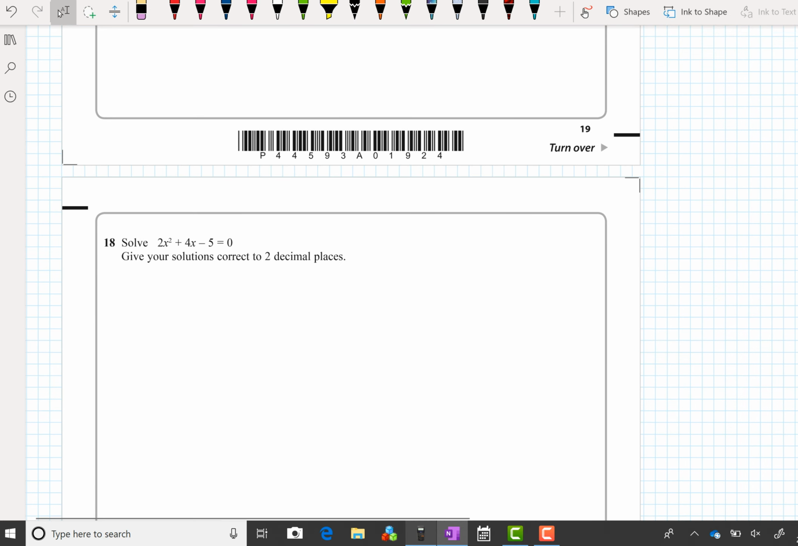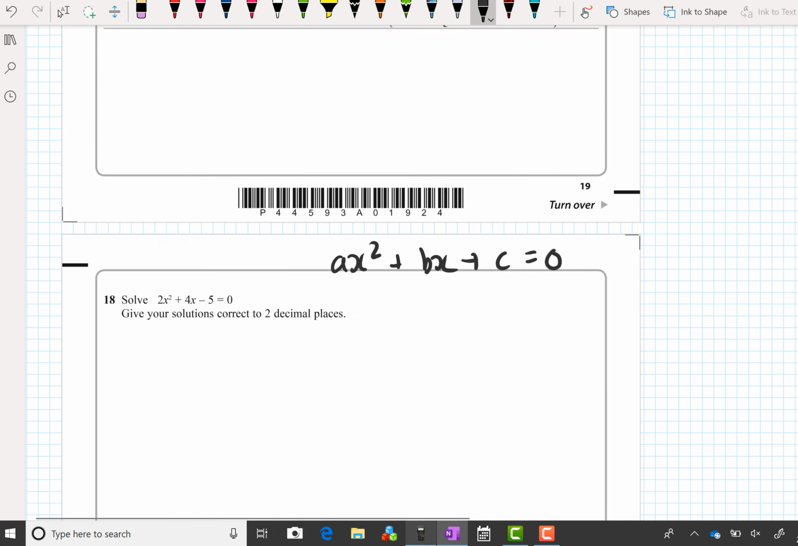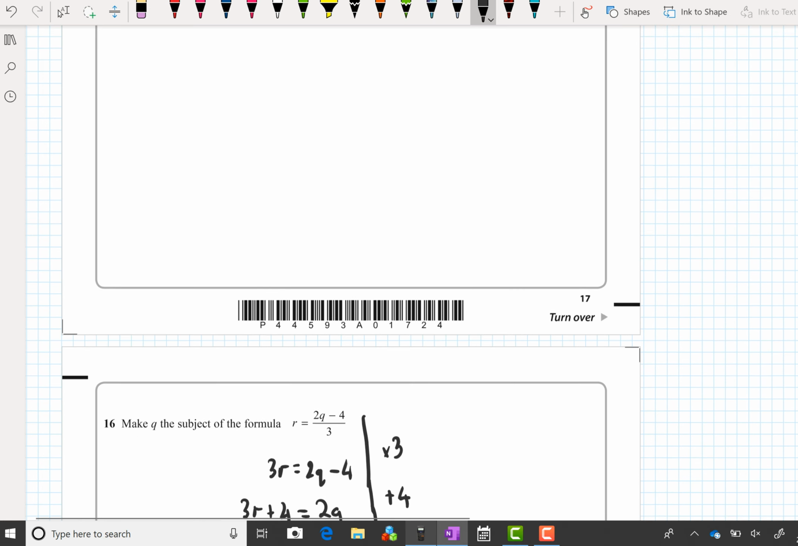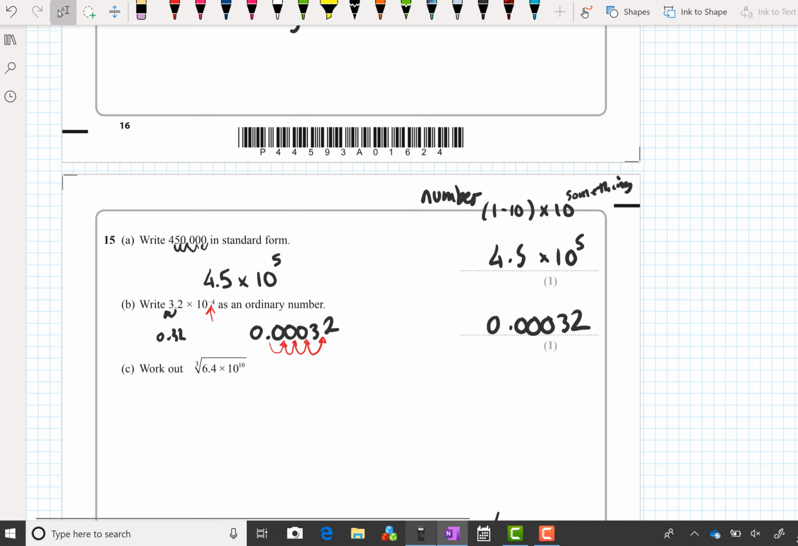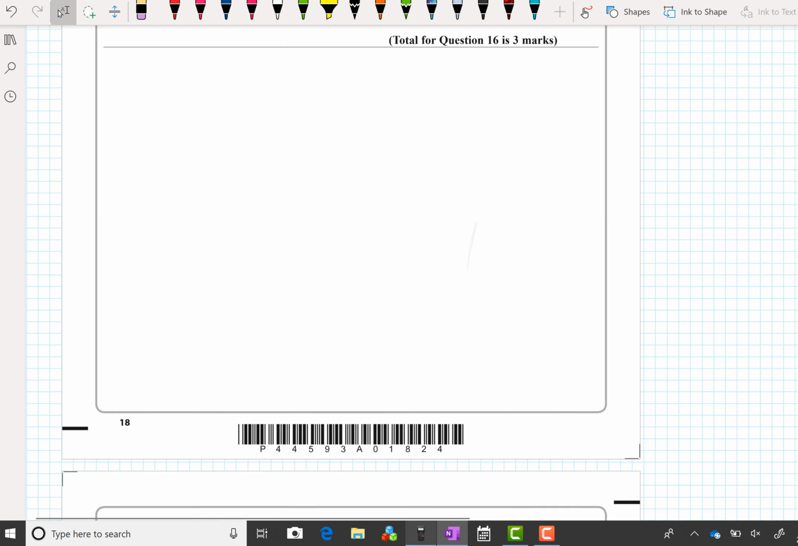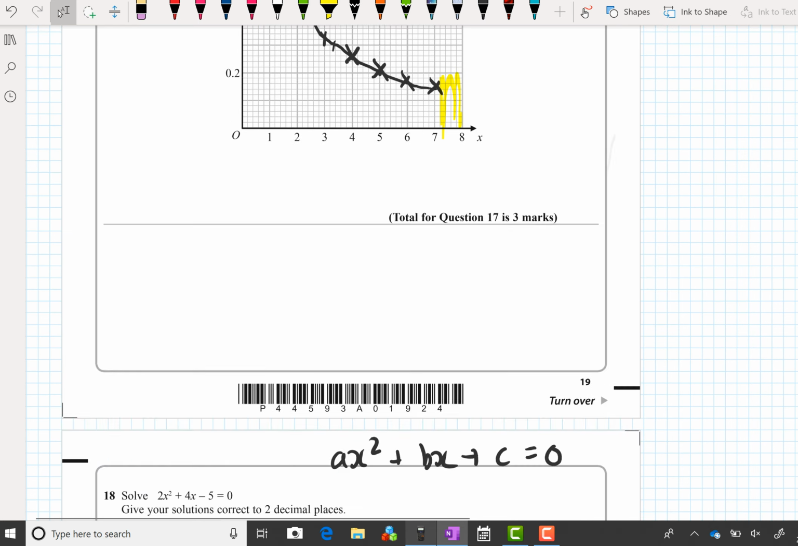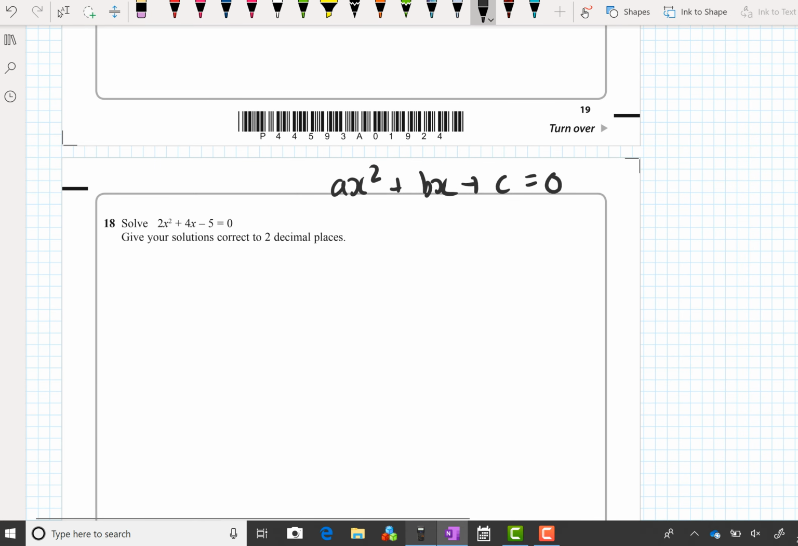Solve this quadratic equation, which is of the form ax squared plus bx plus c equals 0. Now, on your formula page, this is where it freezes. I'm going to go slowly. I am going to assume it's on the formula page because I'm not crashing this after all this time. Sorry.